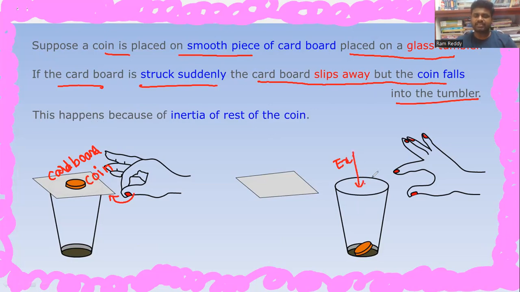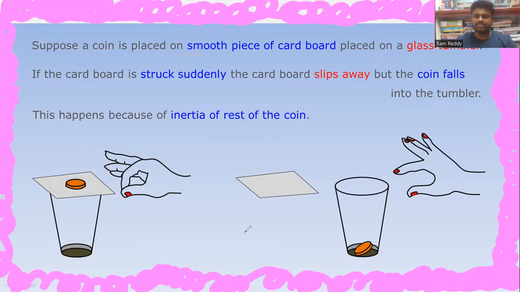So what is the reason behind this? It happens because of the inertia of rest of the coin. Because the coin does not move, it maintains its rest. That is inertia of rest. Okay, then now we'll see another one.